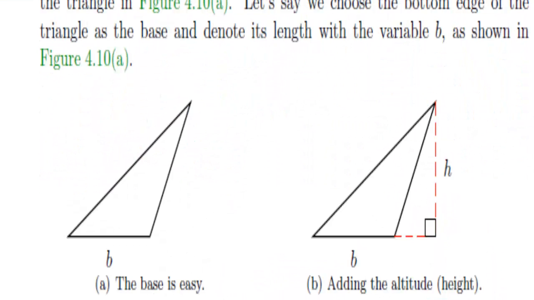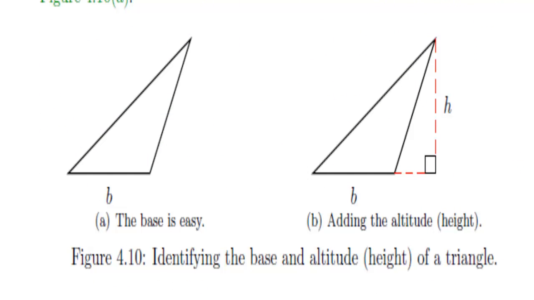The altitude or height of the triangle is defined as the distance between the base of the triangle and its opposite vertex. To identify this altitude, we must first extend the base as seen in the dashed extension in figure 4.10b. Then drop a perpendicular dashed line from the opposite vertex to the extended base, as also shown in figure 4.10b. This perpendicular is the altitude or height of the triangle, and we denote its length by h.